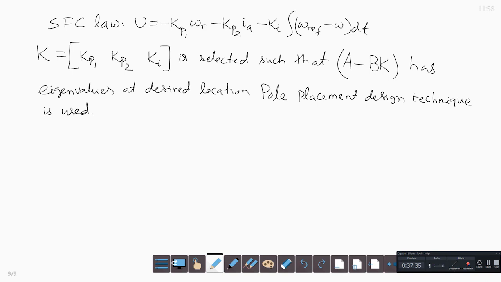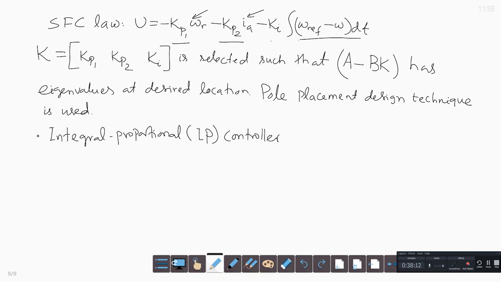In this system, the states omega and Ia are multiplied with proportional gains Kp1 and Kp2, and the speed error is integrated with integral gain Ki. So, this is also referred to as an integral proportional controller or IP controller. In a PI controller, the error is processed through proportional and integral processes, but here the error is processed through the integral and the states are multiplied with the proportional gain. So, it is integral proportional control.